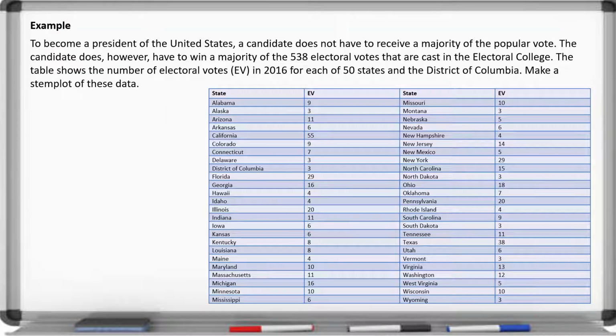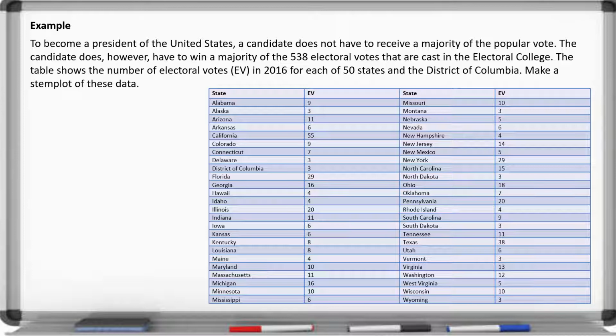Alright, so let's look at an example. To become president of the US, a candidate does not have to receive a majority of the popular vote. The candidate does, however, have to win a majority of the 538 electoral votes that are cast in the Electoral College. The table shows the number of electoral votes in 2016 for each of the 50 states and the District of Columbia. Make a stem plot of these data.